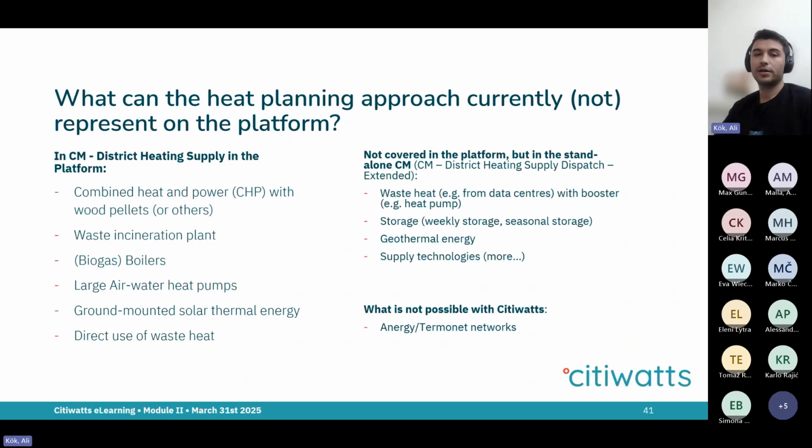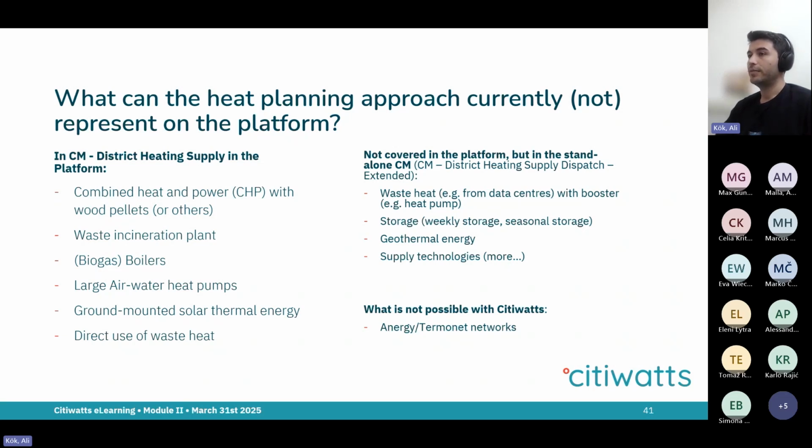And what is not covered within the model, but is covered in the standalone module I will show later. You have this extended module as a standalone module that you can go to the GitHub code and download and run on your own, but this is not integrated in the platform. So this is more of an advanced level. The model you see in the platform cannot work with waste heat with boosters, so with heat pumps. We don't have storage implemented in the platform yet. We don't have a specific geothermal energy technology option. And yeah, there are other technologies that are available in the standalone module.